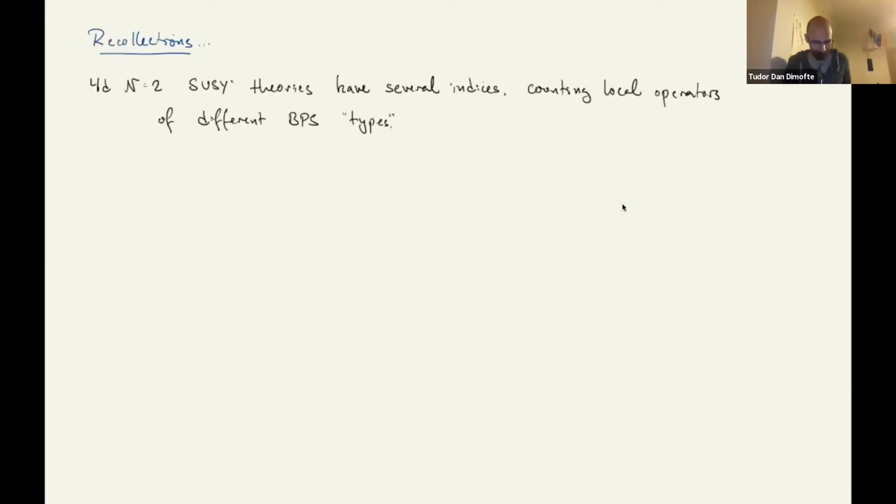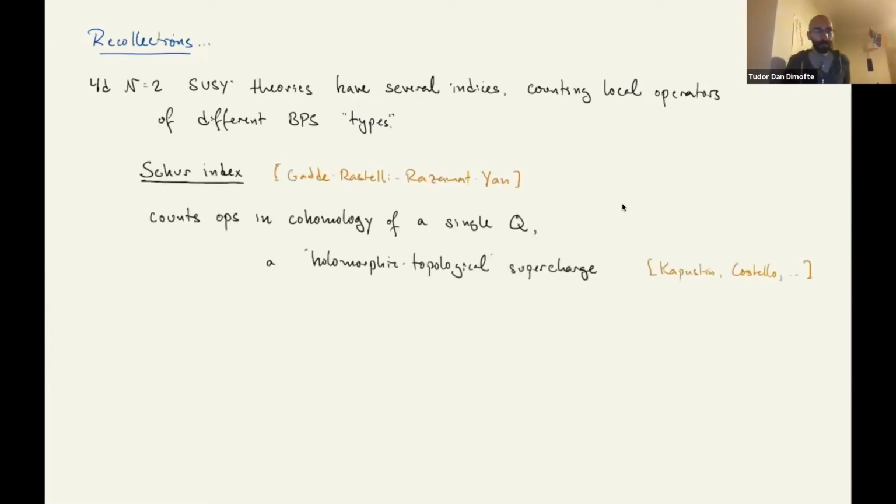So 4D N=2 supersymmetric theories, not necessarily superconformal, have several different protected indices that count local operators that are BPS in various different ways. One of these, which is what I'll focus on, is the so-called Schur index, because initially it was related to Schur functions.